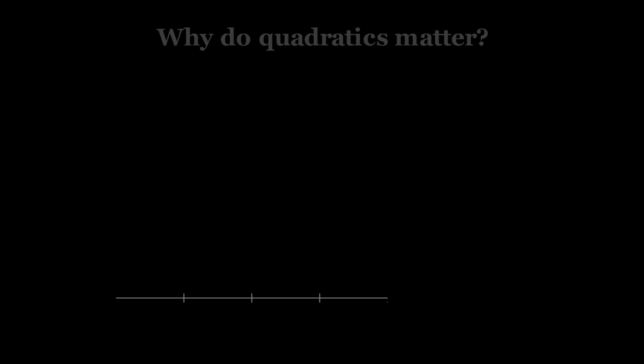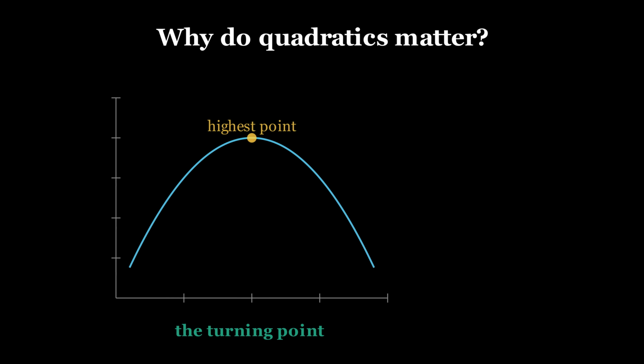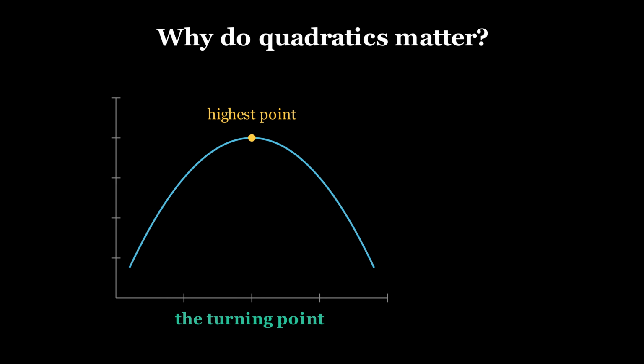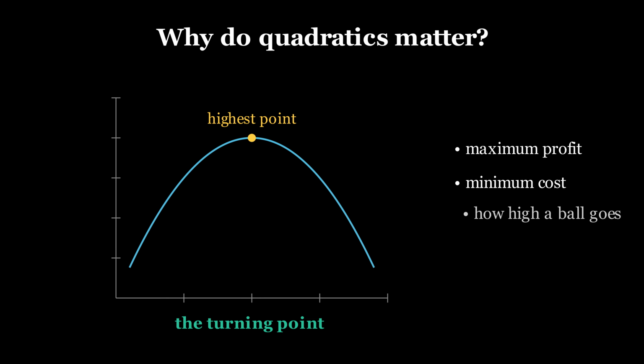Now, why do we actually care about these? Look closely at any parabola. It always has one special point, either the very highest or the very lowest. We call it the turning point, and this is where quadratics become powerful. Where is a company's maximum profit? What's the minimum cost to make something? How high does a ball go before it falls? Every one of these is answered by the turning point of a parabola. So really, quadratics are the mathematics of finding the best or most extreme point.